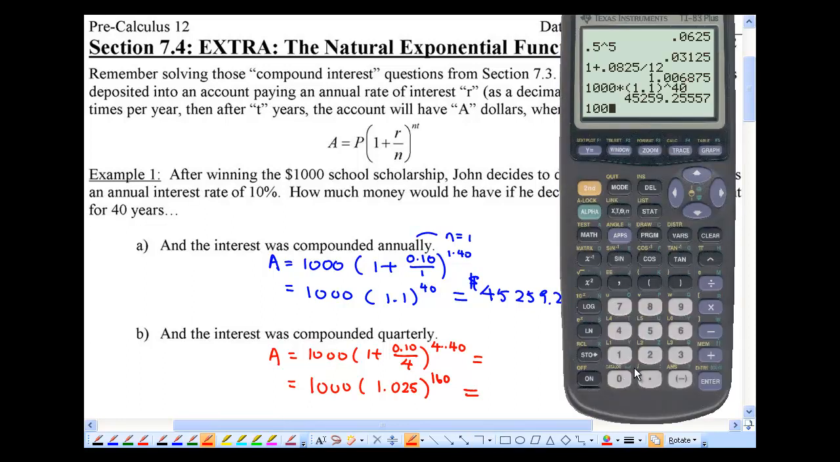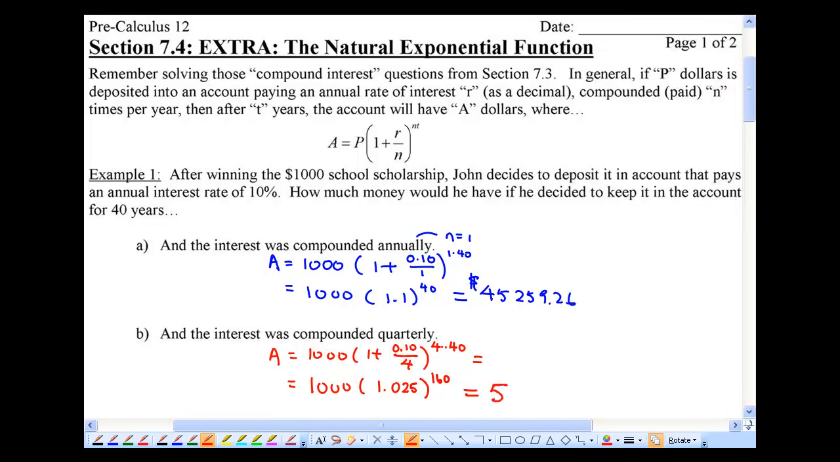1,000 times bracket 1.025, close bracket, to the power of 160. A whopping $51,977. Wow. Hey, that's a big difference, isn't it?